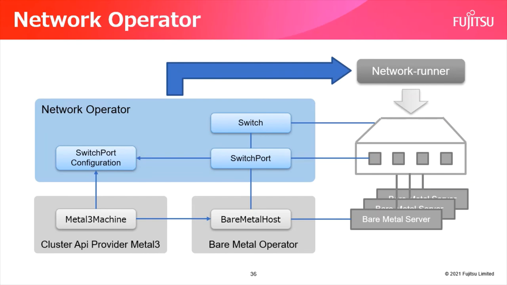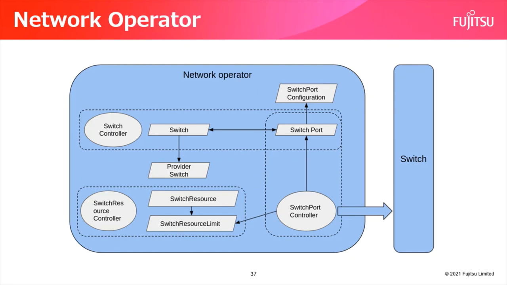There are multiple types of network devices. For now, we are focusing on the physical switch, and the actual CRDs are switch, switch port, and switch port configuration. The backend used is Network Runner, which uses Ansible to interact with the switch. This image shows more details inside the network operator related to the switch.